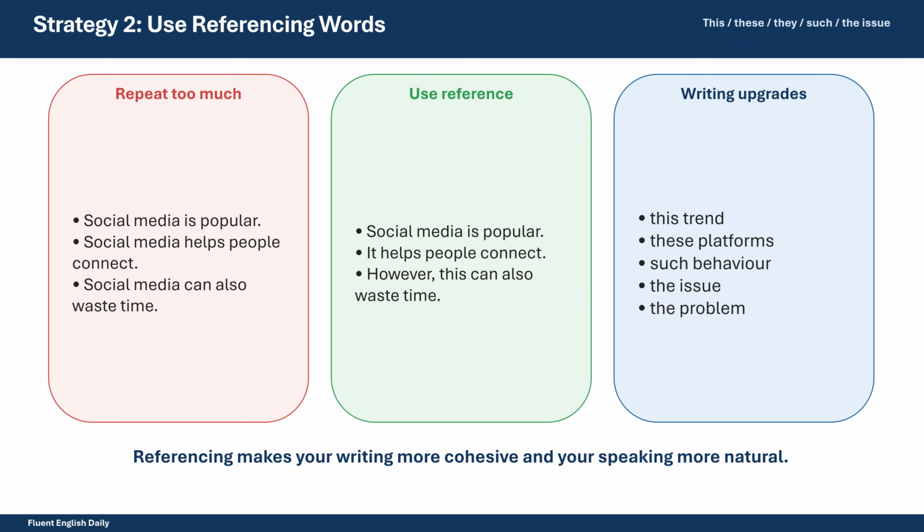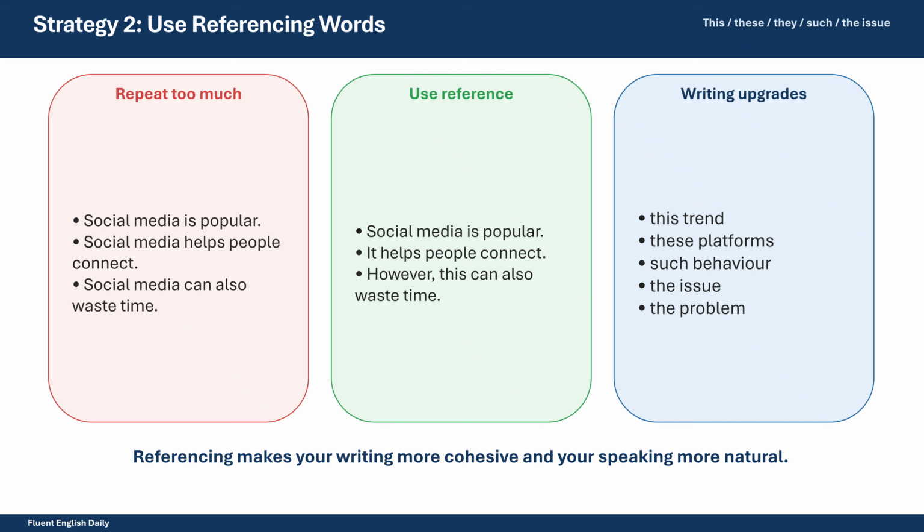The second strategy is to use referencing words. Consider these sentences. Social media is popular. Social media helps people connect. Social media can also waste time. The phrase social media is repeated in every sentence. We can make the paragraph more natural by using a pronoun or reference phrase. For example, social media is popular. It helps people connect. However, using these platforms excessively can also waste time. The word it refers back to social media. The phrase these platforms gives us another way to refer to the same topic.